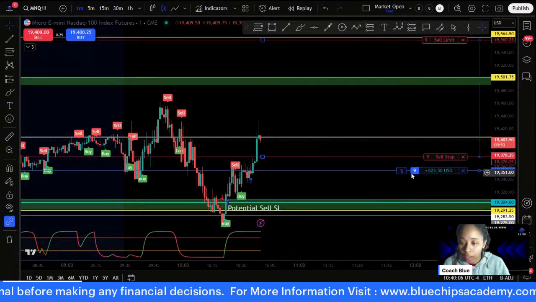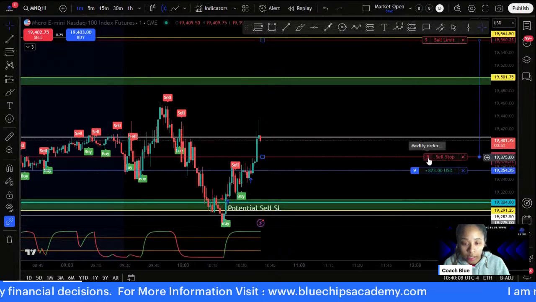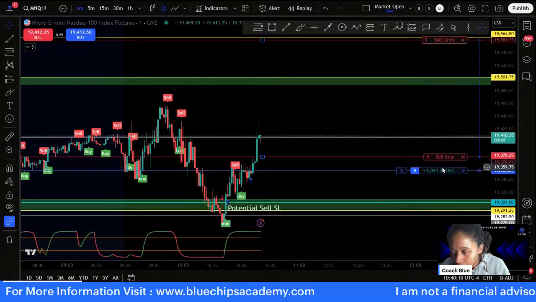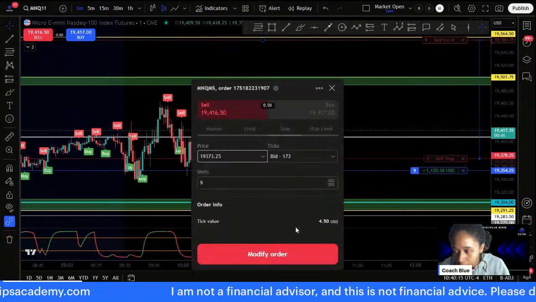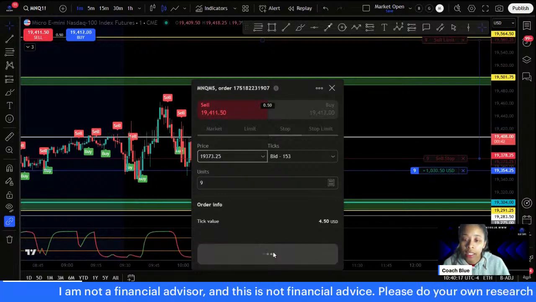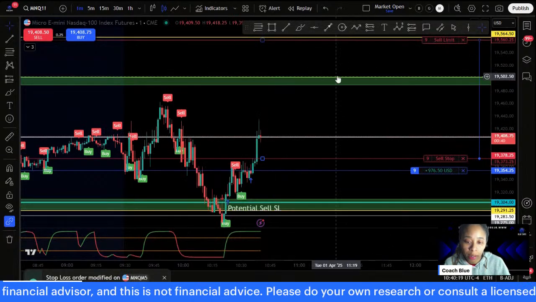Okay. That's where I locked in my profit. And I'm going to adjust it just a little bit, guys. Just a little bit. Move it down just a little bit, about right there. Okay. 19,373.25 is my new stop loss.